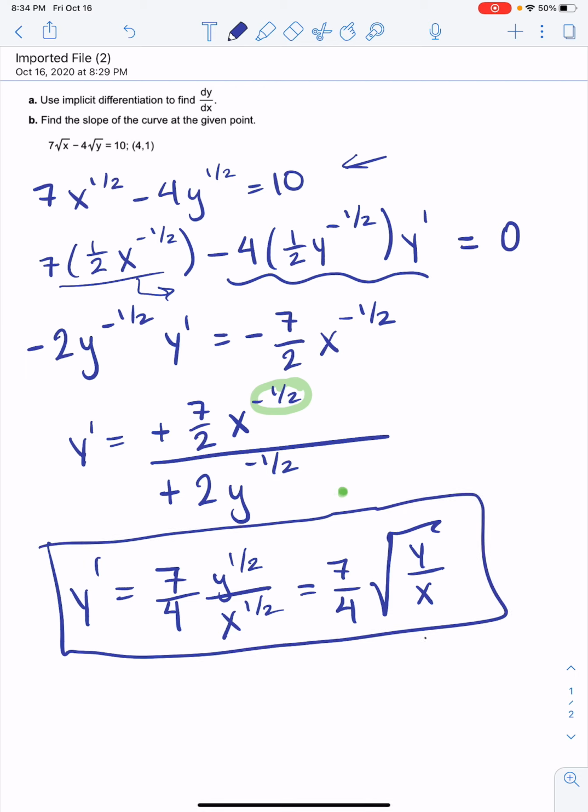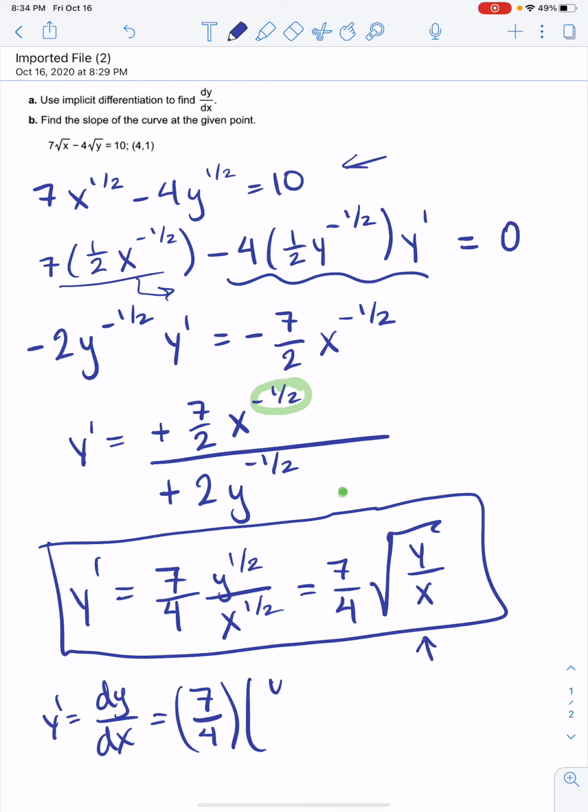So I would probably plug this one in to my math lab. So you have y prime is equal to dy dx, which is equal to 7 divided by 4, and then times y over x to the right, your caret, then 1/2. So make sure you have all these parentheses so that my math lab will like it. Okay, and then we need to find the slope of the curve at the given point. So this is your answer for A.